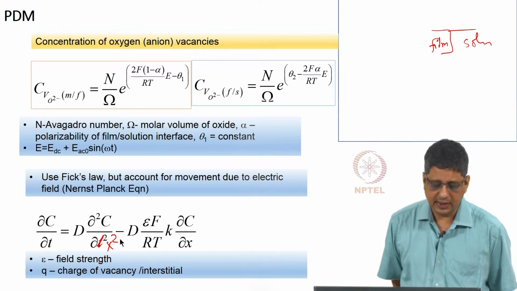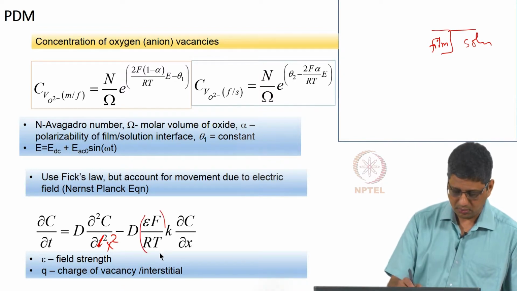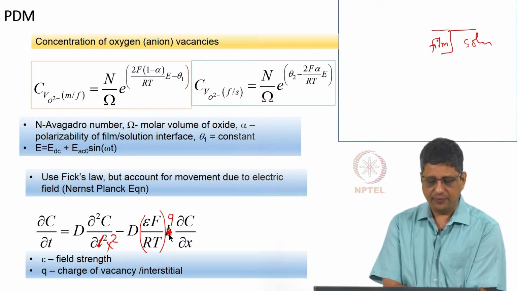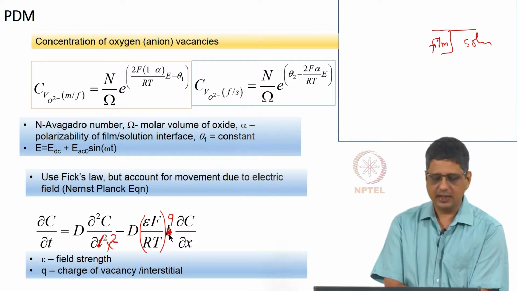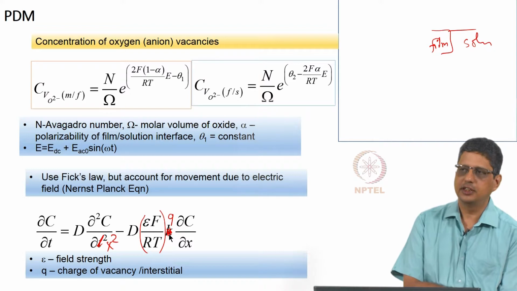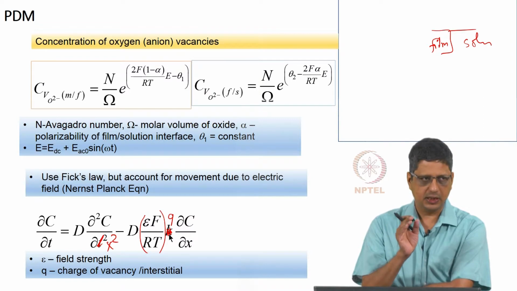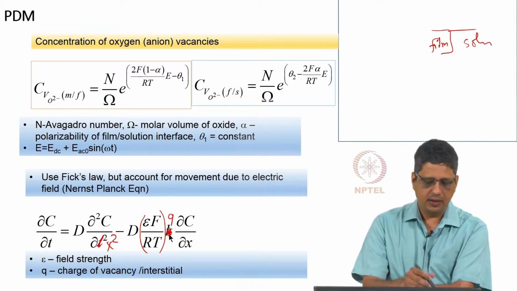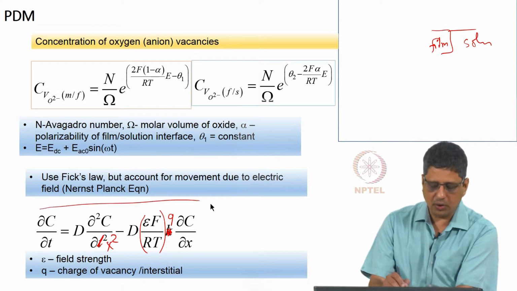Okay. Epsilon is the field strength. I think I missed the Q here. Q is the charge of the vacancy or interstitial. F of course is the Faraday constant, and RT we know, temperature and the universal gas constant. So, the Nernst-Planck equation is used when we have movement or diffusion of charged entities. We have diffusion because of the concentration gradient, and movement because of the electric field, and these two together account for both the concentration gradient and the electric field, of course in one dimension.